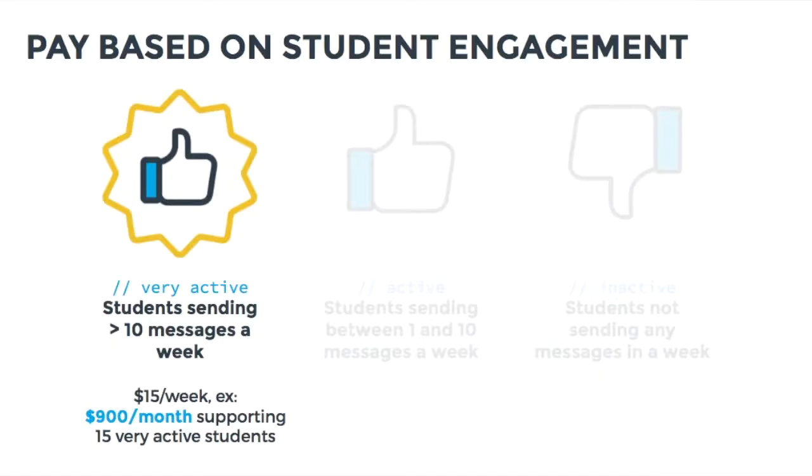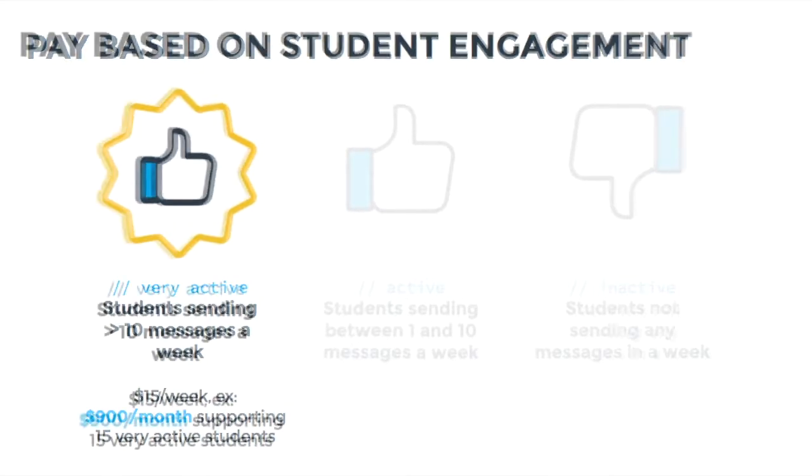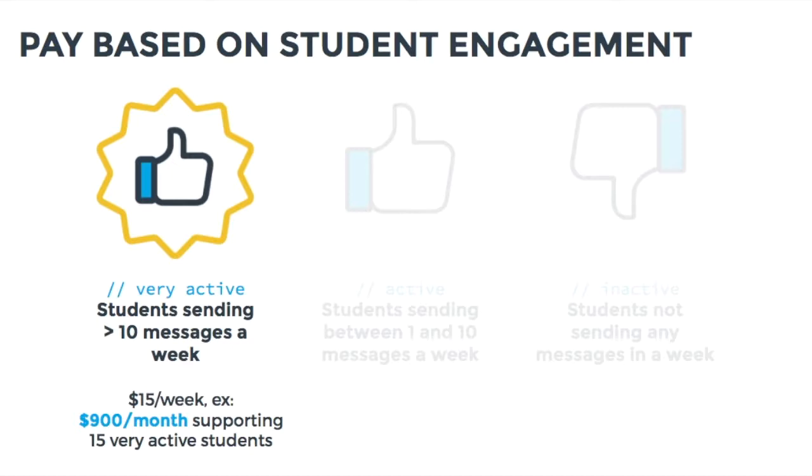That also lends itself a little bit to the payment information, which maybe Carolyn wants to walk through. Okay, we measure how active your students were per week. So if one of your students is a very active student, so this means that they sent you more than 10 messages in a week, then you will receive $15 per week for this particular student. And so this means if you have 15 very active students, you can earn $900 per month.